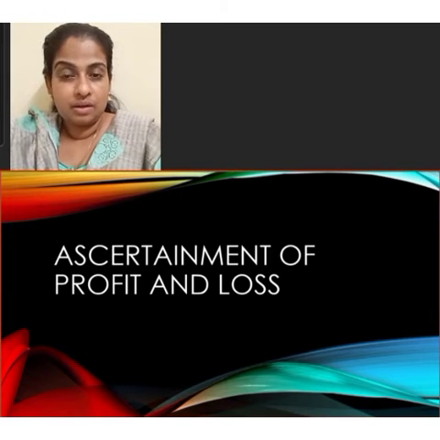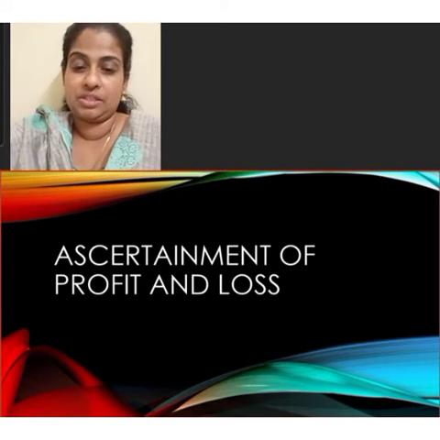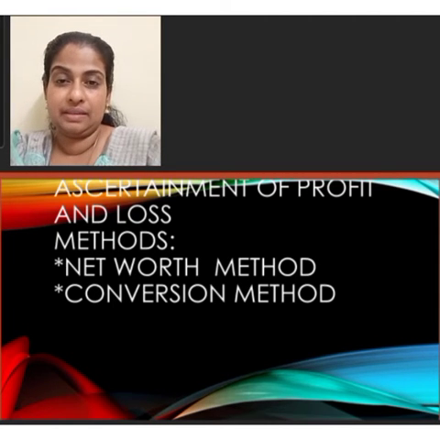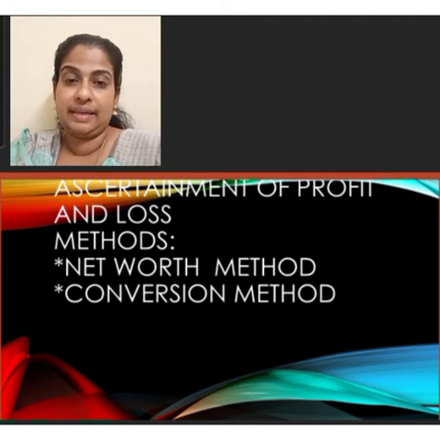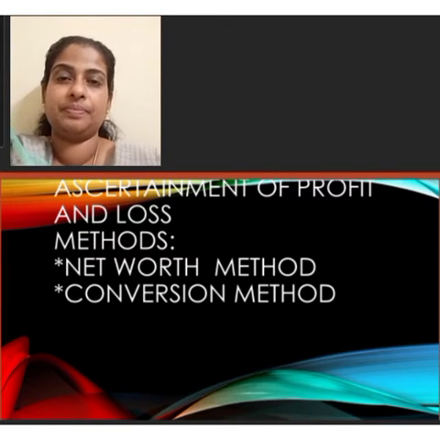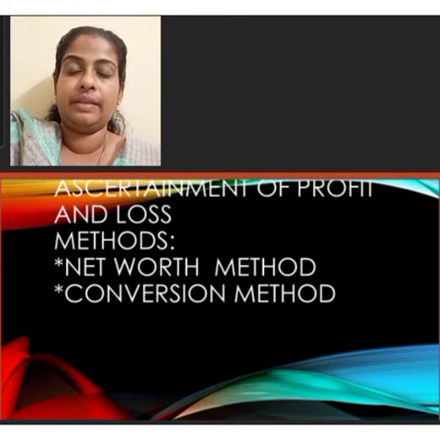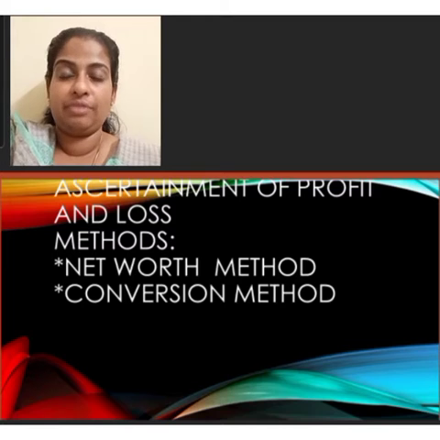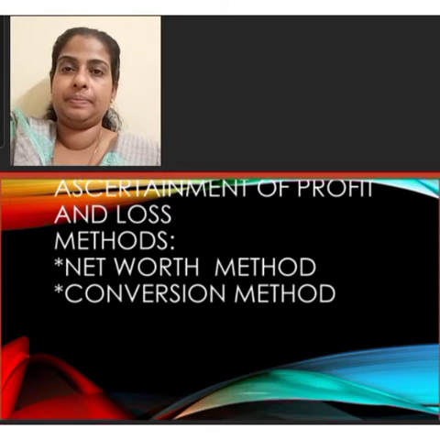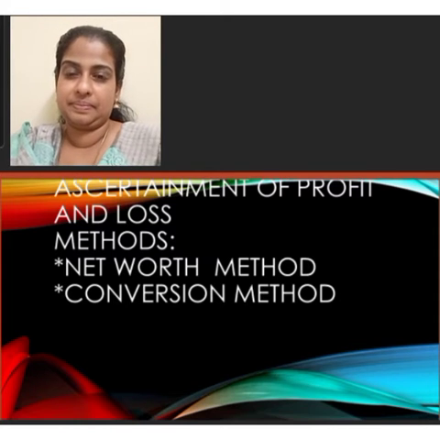Now we are going to study the important methods for calculating the amount of net profit. The important methods for ascertaining profit and loss are: the first method is the net worth method and the second method is the conversion method. The first method is the net worth method. In the net worth method, the accountant prepares the statement of affairs as at the beginning and as at the end of the accounting period. This net worth method is also known as the statement of affairs method.